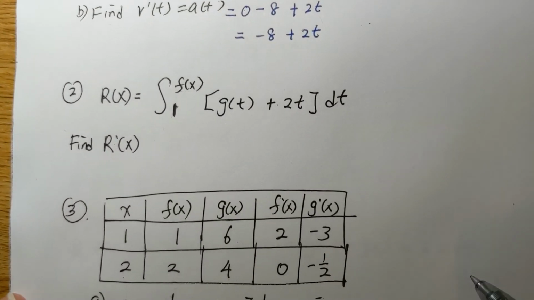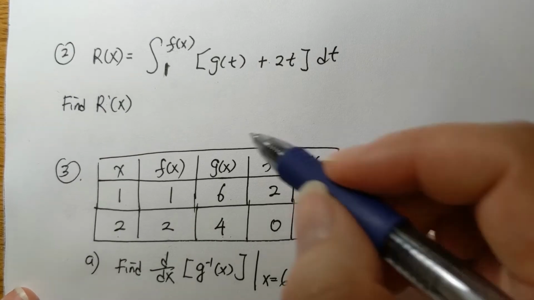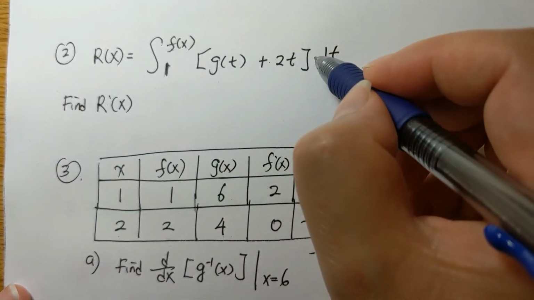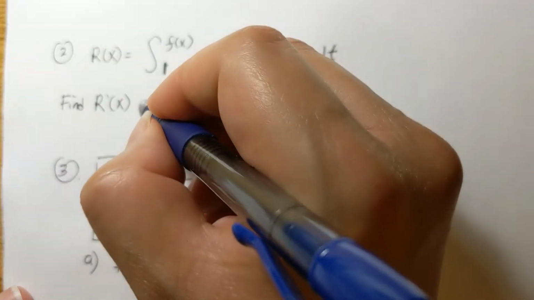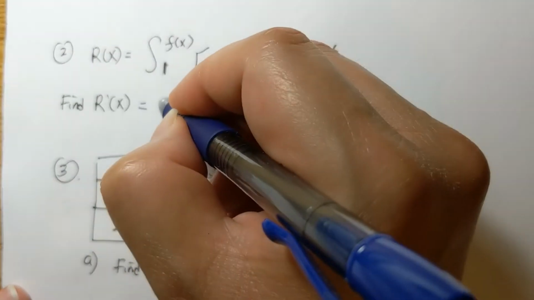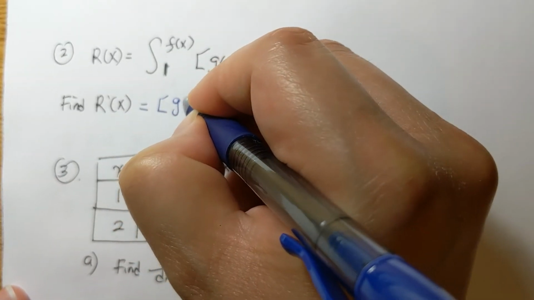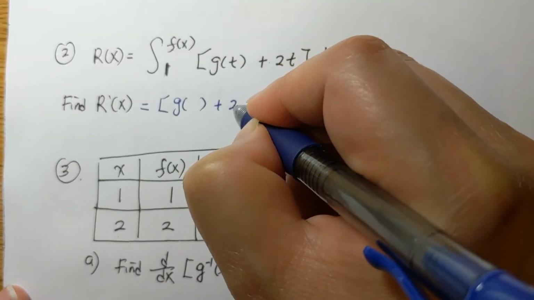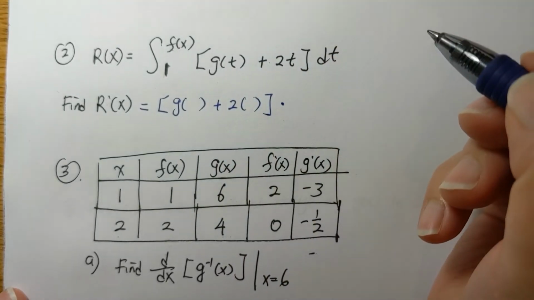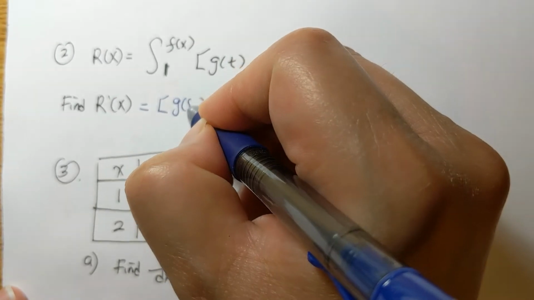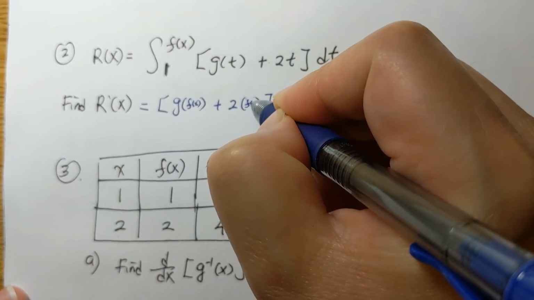Now let's take a look at number 2. Number 2, we had to find the r prime of x, and this is an integral. So you take the derivative of the integral. The same concept, this is the integrand. So you copy it. When you see t, you put parentheses. So g of parentheses plus 2 parentheses, and get ready to multiply something. So what should be inside the parentheses is the f. You put f of x.